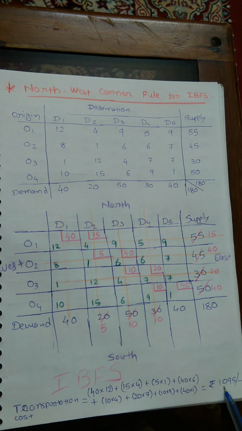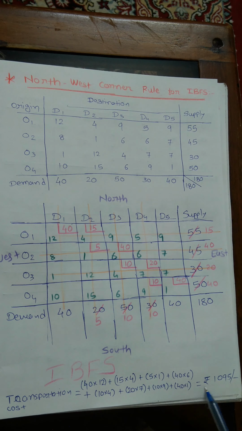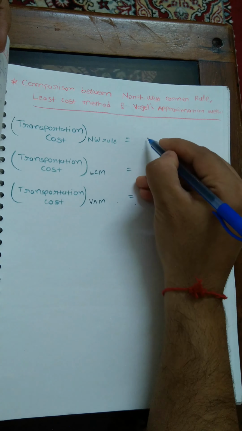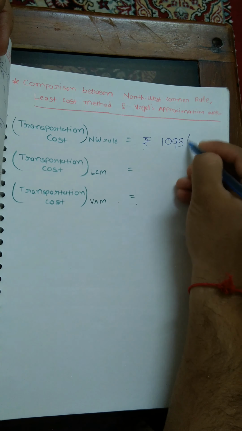This simple multiplication and addition will give you the total transportation cost obtained by this solution. So we are getting 1095 by the northwest corner method. I have taken the currency in rupees, but it can be any currency, it doesn't make any difference. So let us write that the transportation cost by the northwest corner method is 1095.